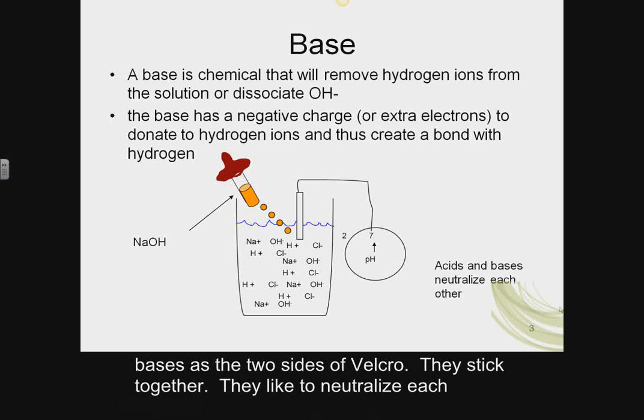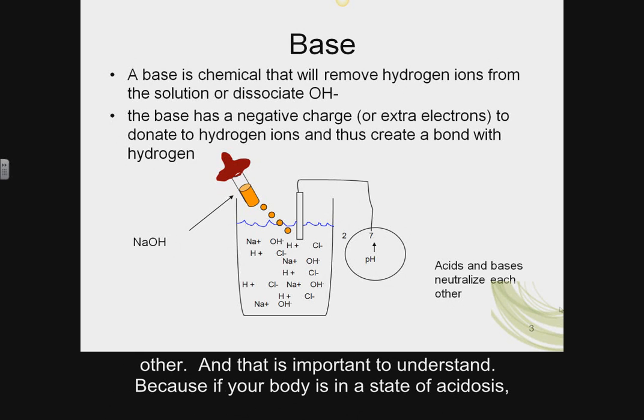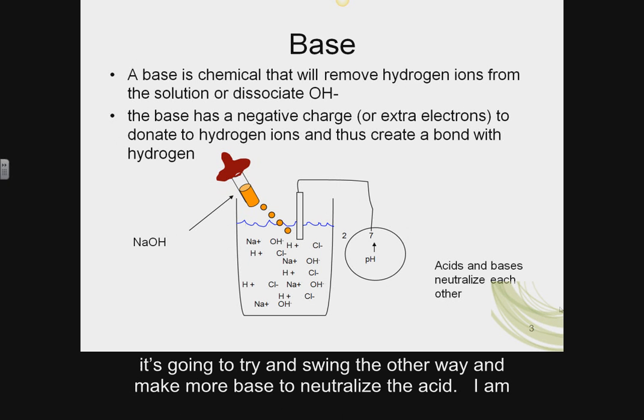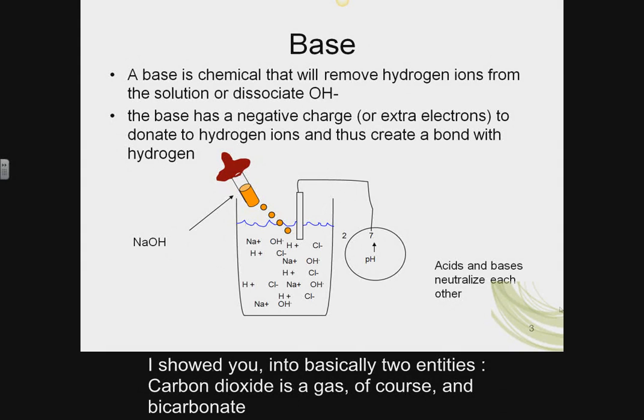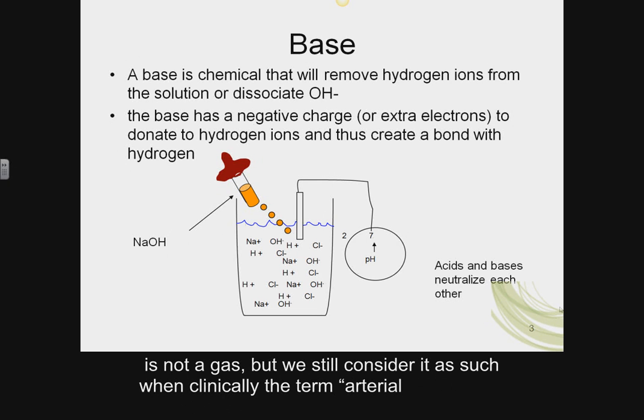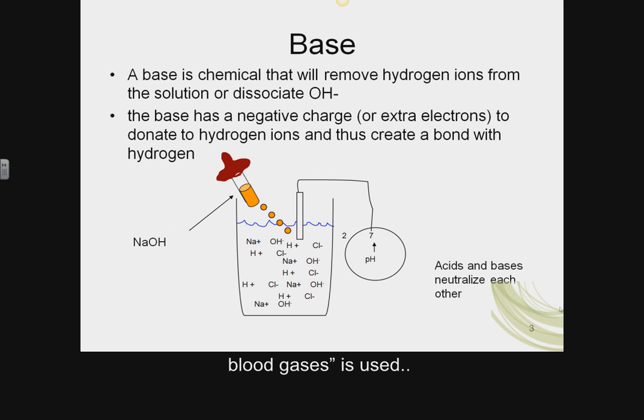As we move on, I want you to think of acids and bases as the two sides of Velcro. They stick together. They like to neutralize each other, and that is important to understand because if your body is in a state of acidosis, it's going to try and swing the other way and make more base to neutralize the acid. I'm going to explain how we can modify the Henderson-Hasselbalch equation I showed you into basically two entities: carbon dioxide, which is a gas of course, and bicarbonate, which is not a gas, but we still consider it as such when clinically the term arterial blood gases is used.